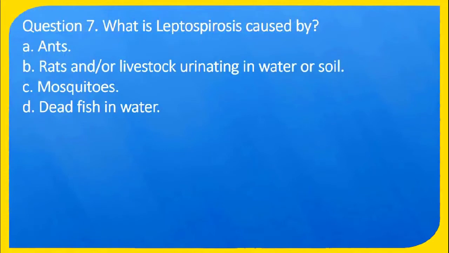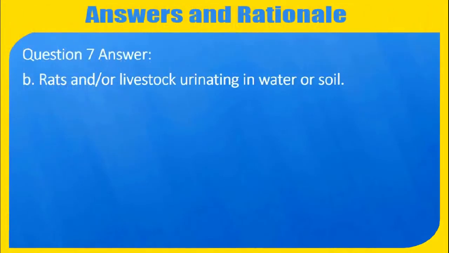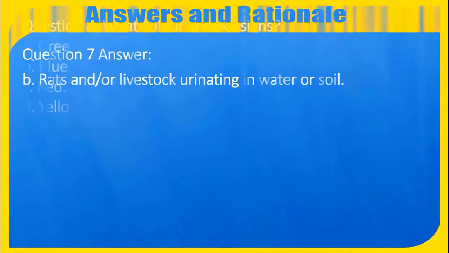Question 7. What is leptospirosis caused by? A. Ants. B. Rats and or livestock urinating in water or soil. C. Mosquitoes. D. Dead fish in water. Question 7 Answer, B. Rats and or livestock urinating in water or soil.